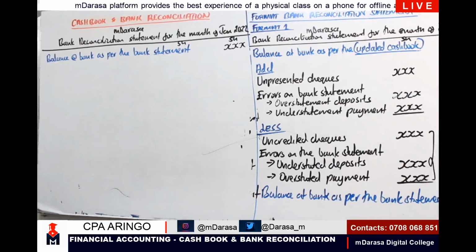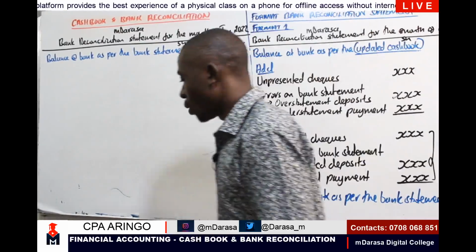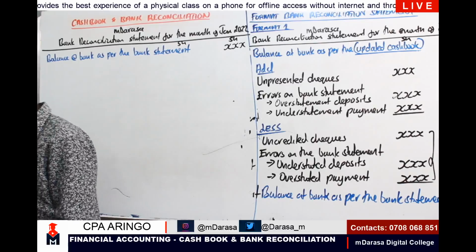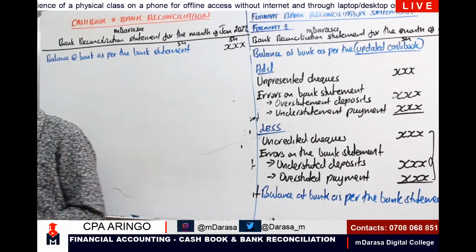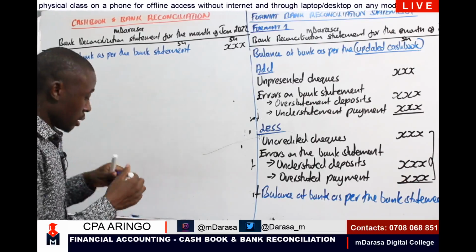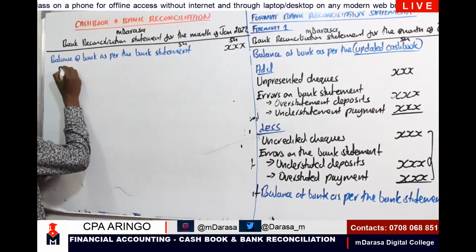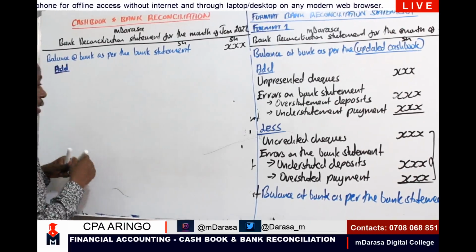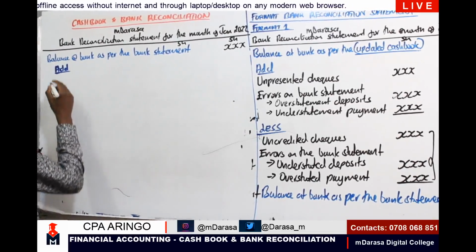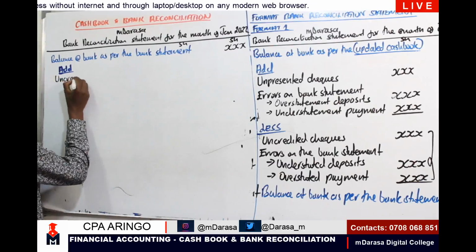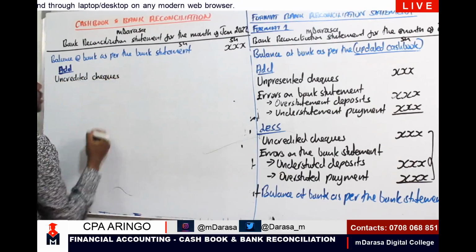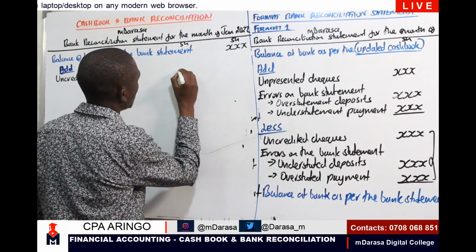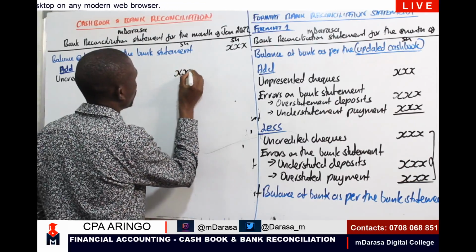Then consider adding the following. These are what you're going to add, the second format you're talking of, format number 2. So you add the following. You add uncredited checks. Where uncredited checks, basically, I'll be having it at that point.